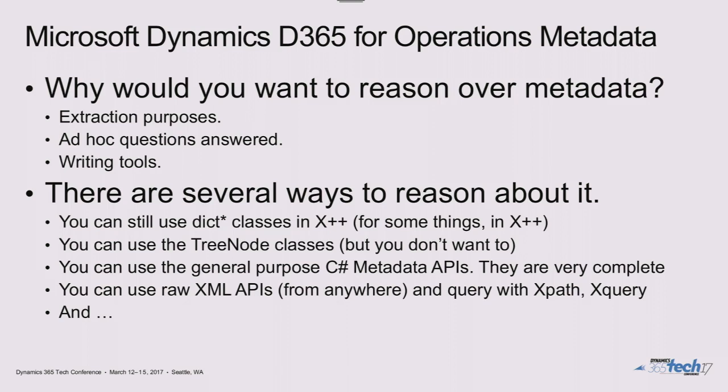You can use a general-purpose C# metadata API that I will show you in a few seconds, and that's actually what the tools that we have written, the compiler and all that stuff, actually use. And it's surprisingly easy to use, and it's very complete, and I'll show you how to use it in just a few seconds. And you can use raw XML APIs that read the XMLs and then query over it with XPath and XQuery. And there's a final thing that you can do, but I'll keep you in suspense because it's so cool. So once I've talked about this, the last point, you'll say, why did you even tell us about all this other thing?